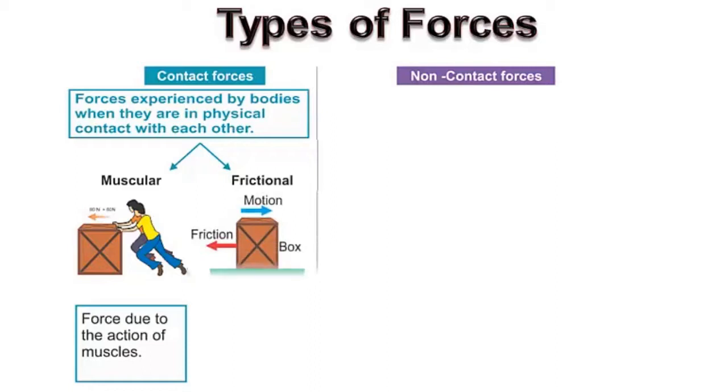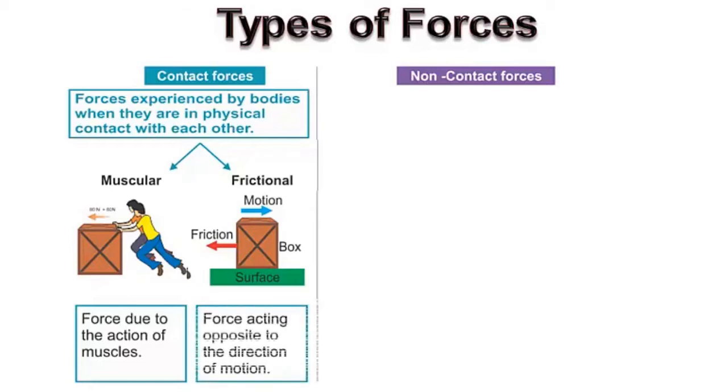Observe the diagram. Here a box is in contact with a surface, say floor. As we try to move the box by applying muscular force, the frictional force between the box and the floor tries to stop its movement. Frictional force is a contact force. Direction of frictional force is opposite to the direction of motion.